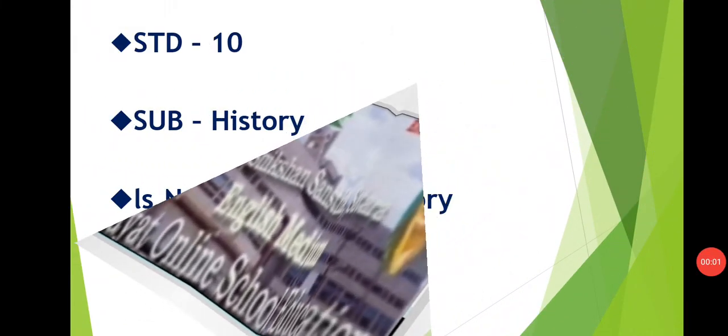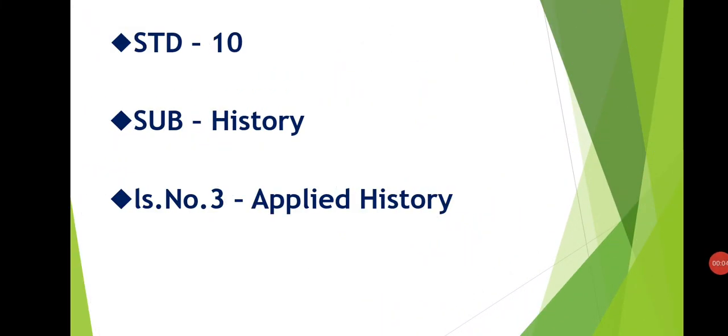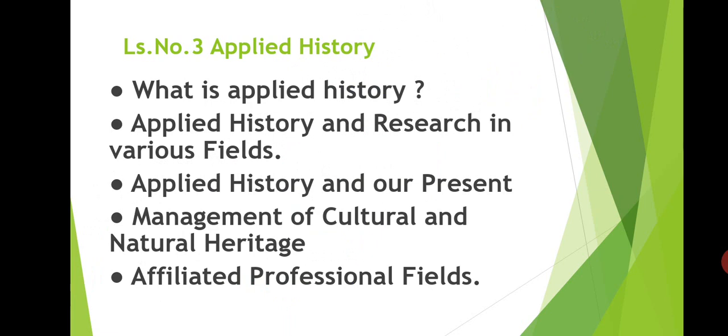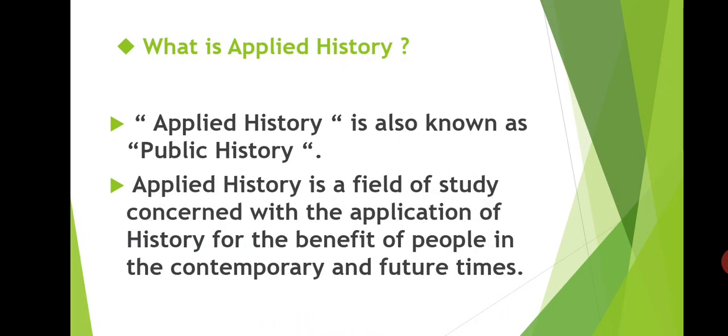Shikshan Samstha. So today we are going to learn Standard 10 History, lesson number 3, Applied History. So students, in this lesson we are going to learn the below topics. First, what is Applied History? Second, Applied History and research in various fields. Our third topic is Applied History and our present, management of cultural and natural heritage, and our last topic is affiliated professional fields. So let's start our first topic.